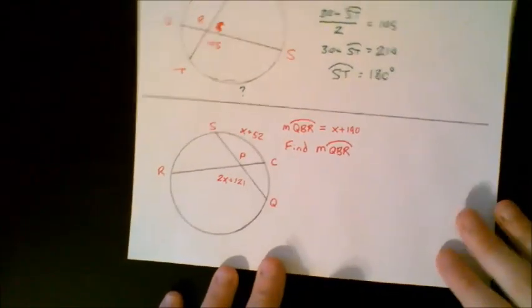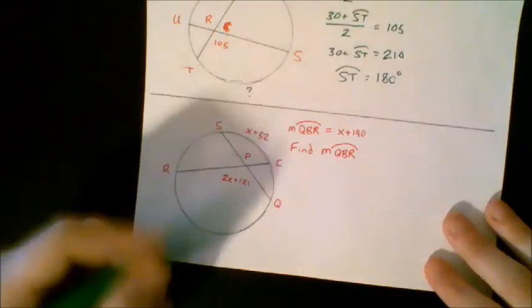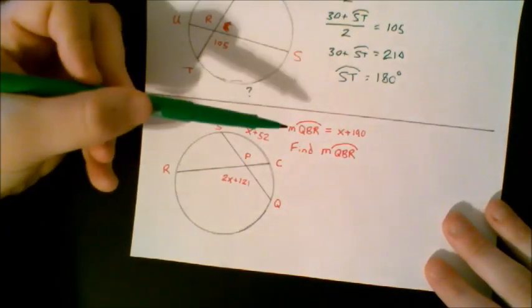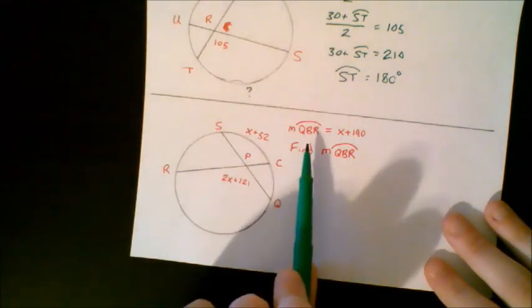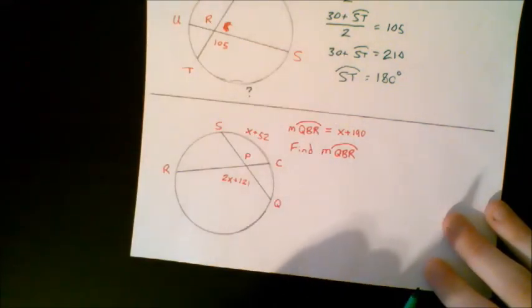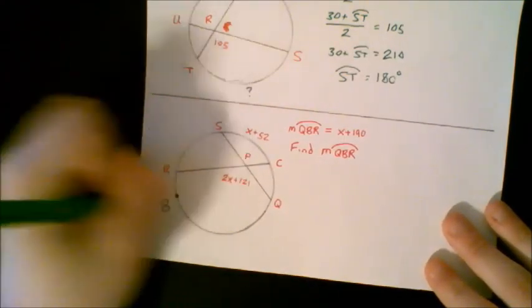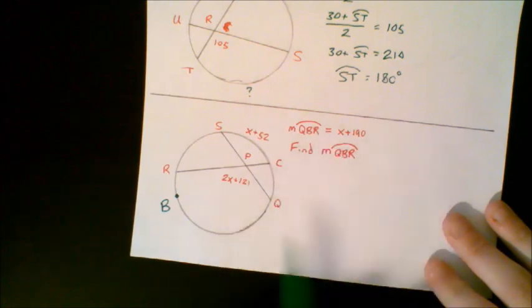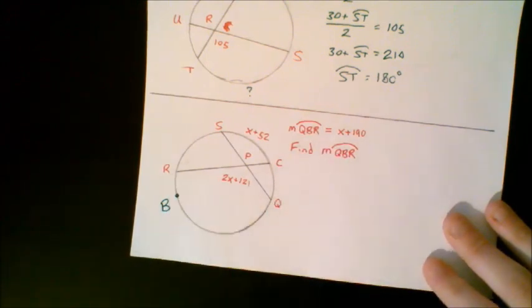All right, now the next one looks like we have to use a little bit of algebra. So the measure, let's see, we're given this picture and some side information. Measure of arc QBR. So that's 3 letters. Okay, so we have, oops, I forgot to put the B right here. QBR, so starting at Q, passing through B, and ending at R.